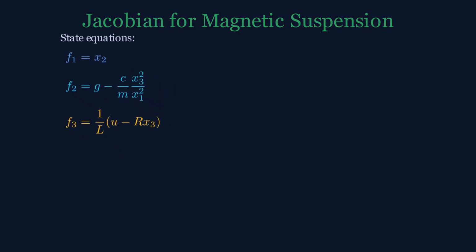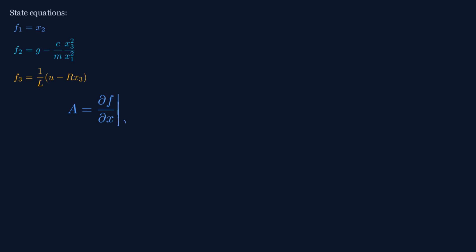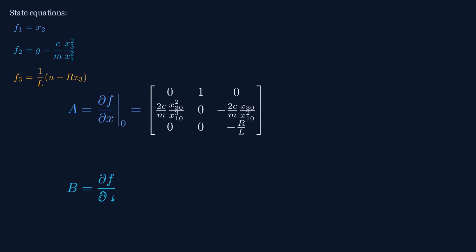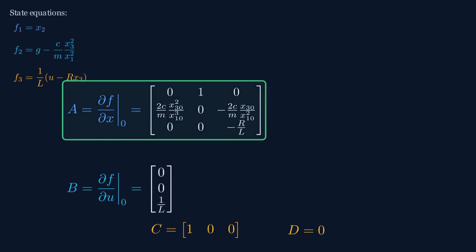For matrix A, we take partial derivatives with respect to each state. The partial of f2 with respect to x1 is 2c over m times x3 squared over x1 cubed. The partial of f2 with respect to x3 is negative 2c over m times x3 over x1 squared. The partial of f3 with respect to x3 is negative r over L. For matrix B, the only non-zero entry is the partial of f3 with respect to u, which is 1 over L. C equals 1, 0, 0 since the output is x1, and D equals 0.